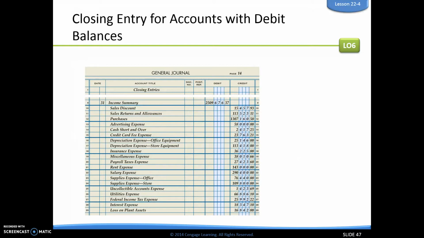So this is what the closing entry looks like. All of these accounts that have debit balances, they get closed with a credit, as you can see here, and then their total up here gets debited to income summary.